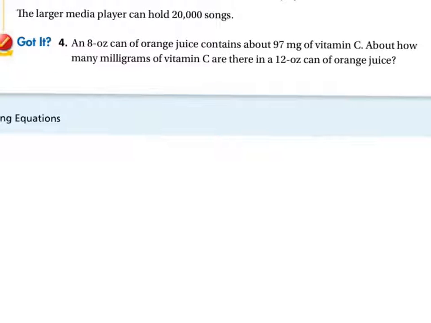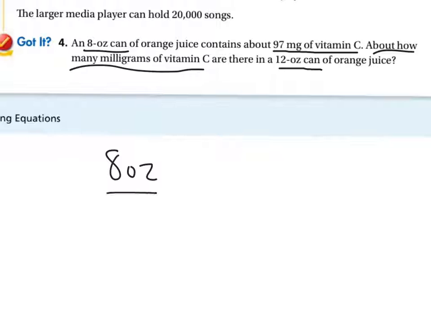An 8-ounce can of orange juice contains about 97 milligrams of vitamin C. So about how many milligrams of vitamin C in a 12-ounce can of orange juice? So 8 ounces is 97 milligrams. 12 ounces is how many? Whatever variable you want to use.